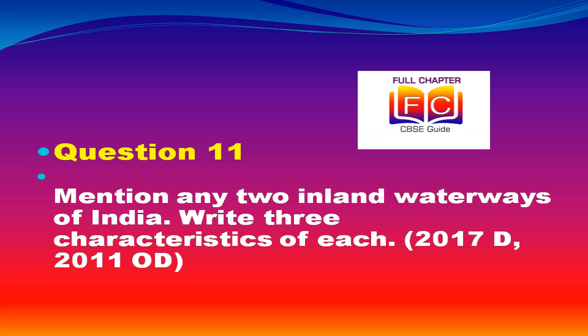Next question. Mention any 2 inland waterways of India. Write 3 characteristics of each. Answer. 2 inland waterways are: A. The Ganga river between Allahabad and Haldia. B. The Brahmaputra river between Sadia and Dhubri. The Ganga river between Allahabad and Haldia, characteristics.